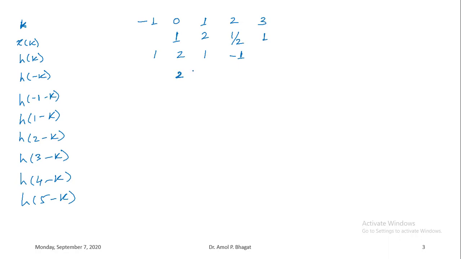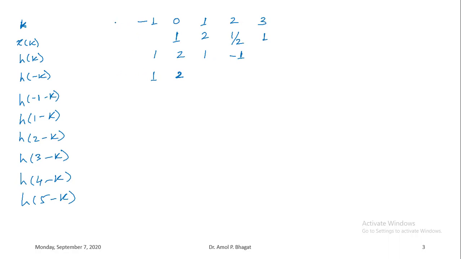Then you will obtain the folded version of it. The 2 will be kept as it is. The values which are present at 1 and 2 will be at minus 1 and minus 2. So the value at minus 1 will be 1, because in h of k at 1 it is 1, and at minus 2 it will be minus 1.